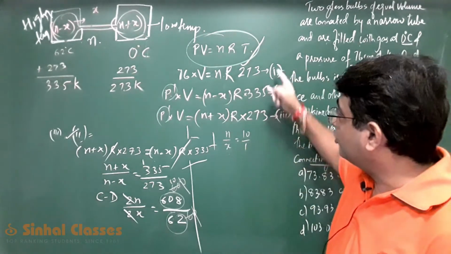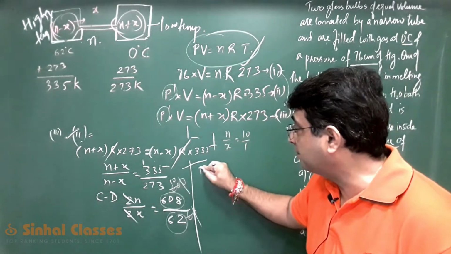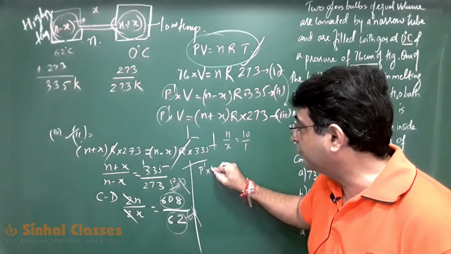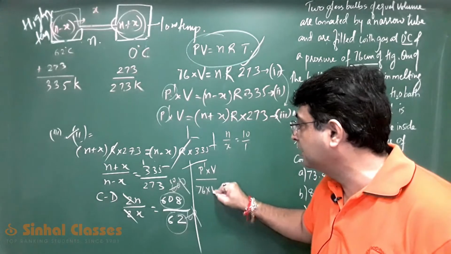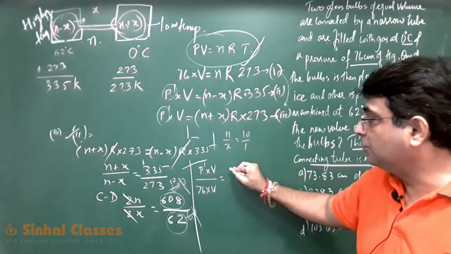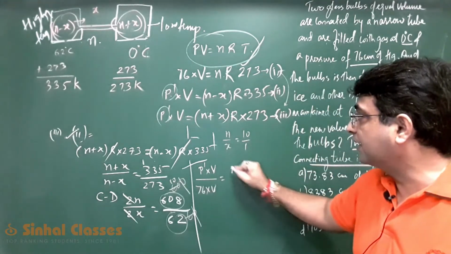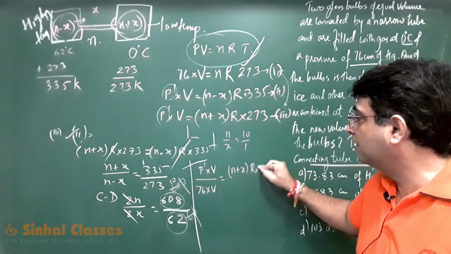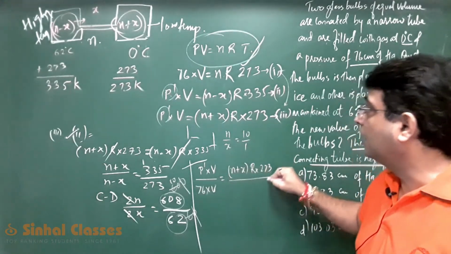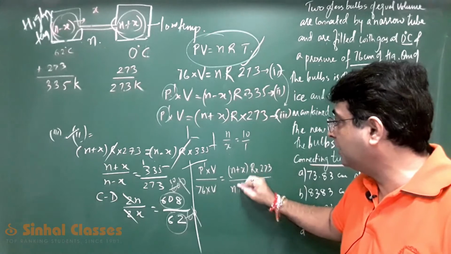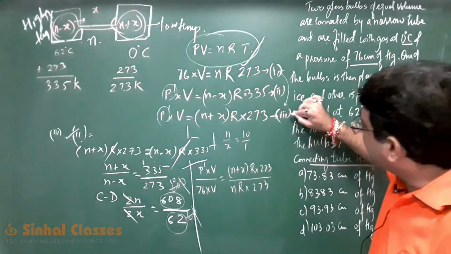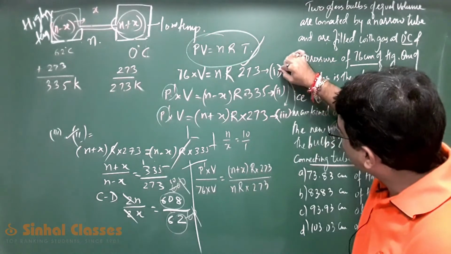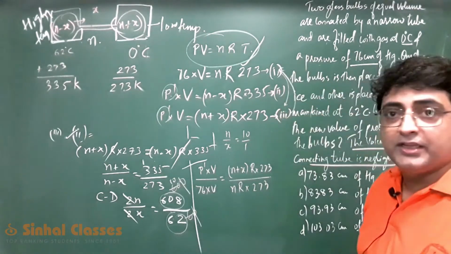मेरे को 3 और 1 को मैं लेता हूँ. The answer सुनना, p dash into v upon 76 into v is equal to n plus x r into 273 upon n into r into 273. यानी क्या किया मैंने students? मैंने equation number 3 और equation number 1 का ratio लिया है.